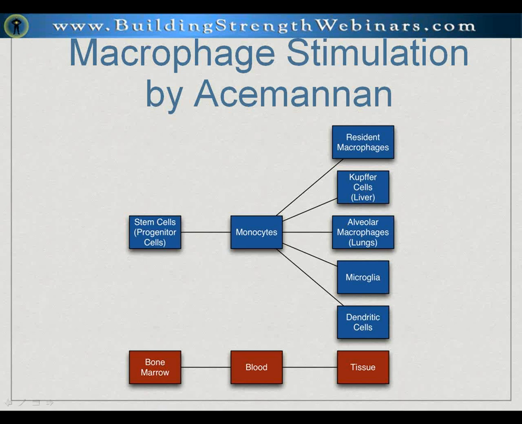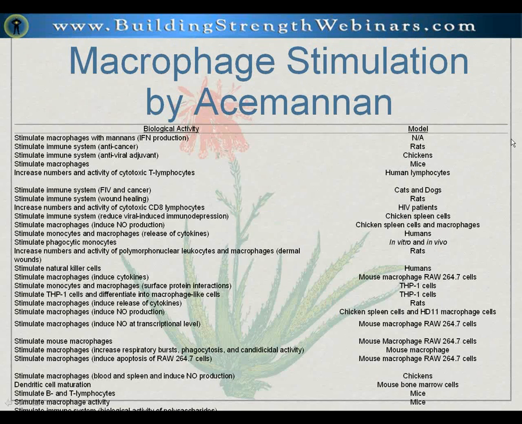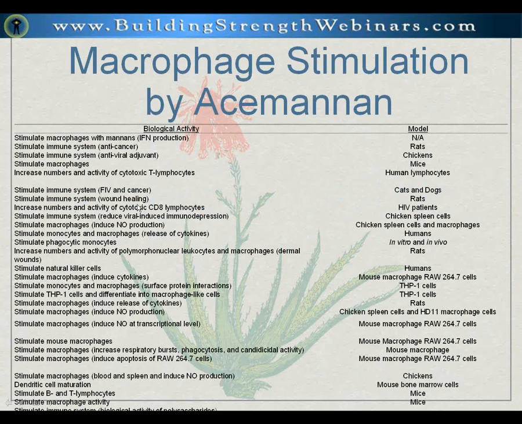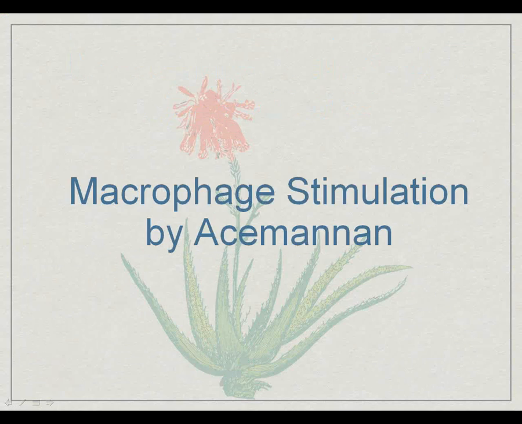And then in the book, we had room for all the papers, but we couldn't hardly get all this on. But these are all articles showing asmanid stimulating macrophages in humans, rats, cats, dogs, mice, chickens. So asmanid, there's no question that it's a powerful stimulant of macrophages.